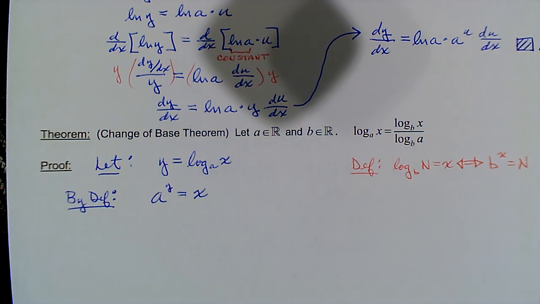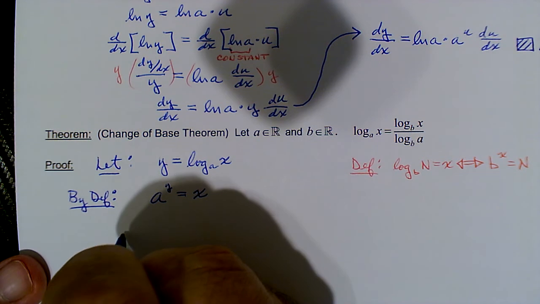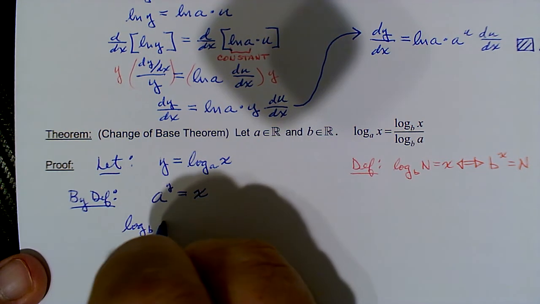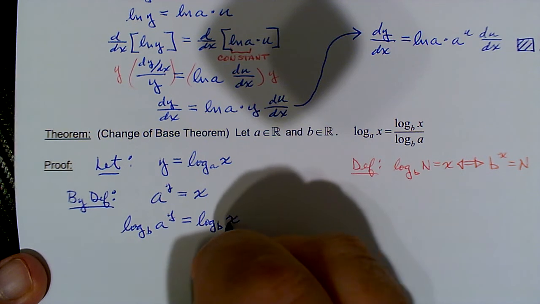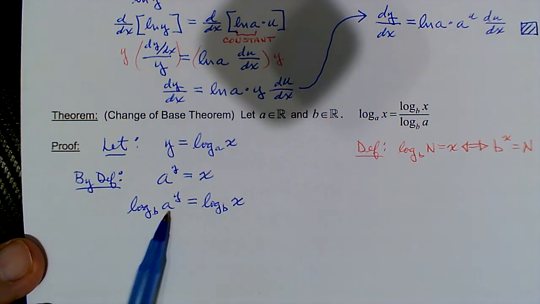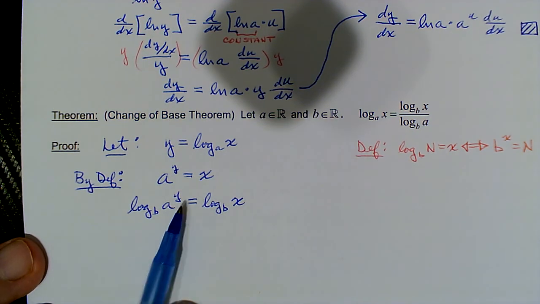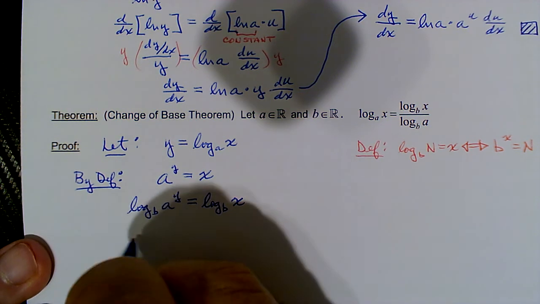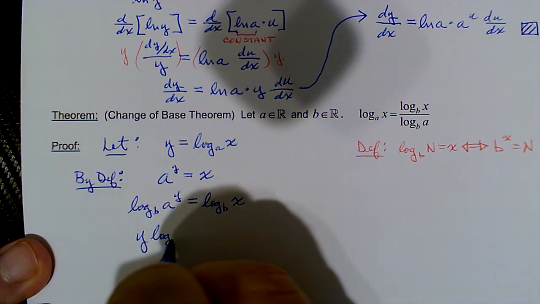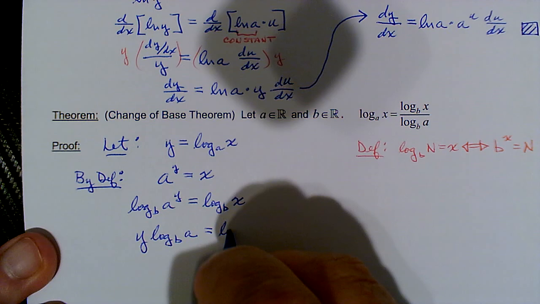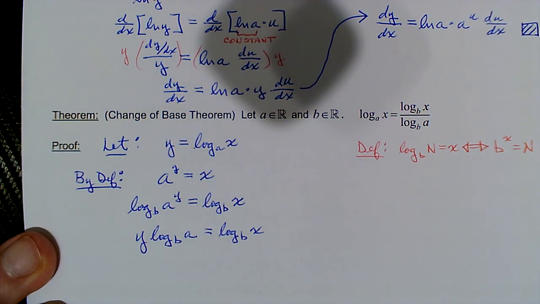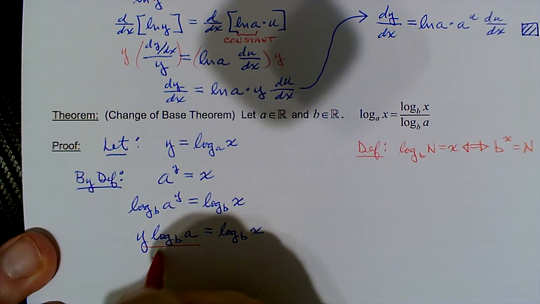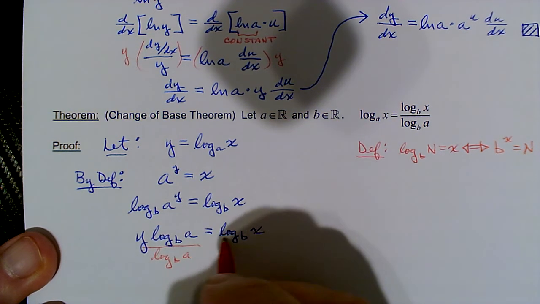Alright, and then what we're going to do is take log base b of both sides. So log base b of a to the y would be log base b of x. And at that point, we'll exercise our algebraic log property for log of a power and bring the y out in front of log base b of a, which will equal log base b of x. And then we're just simply going to divide both sides by log base b of a. I'm showing it in red here.